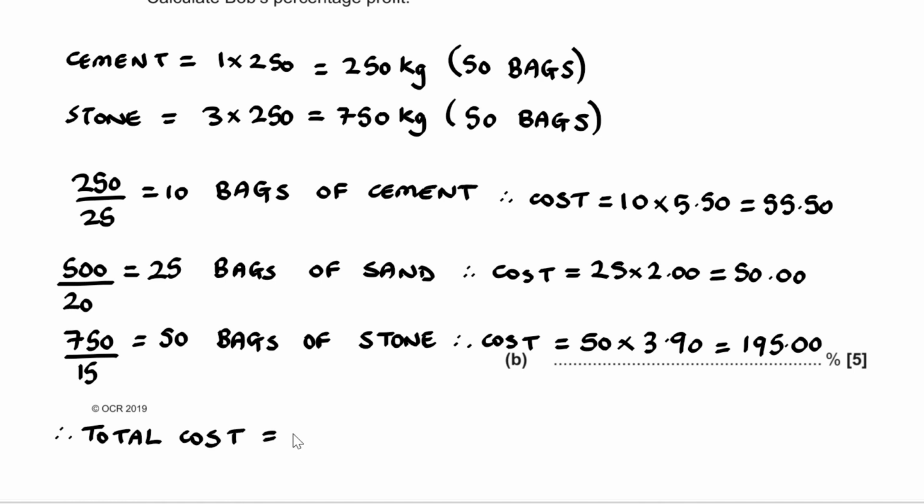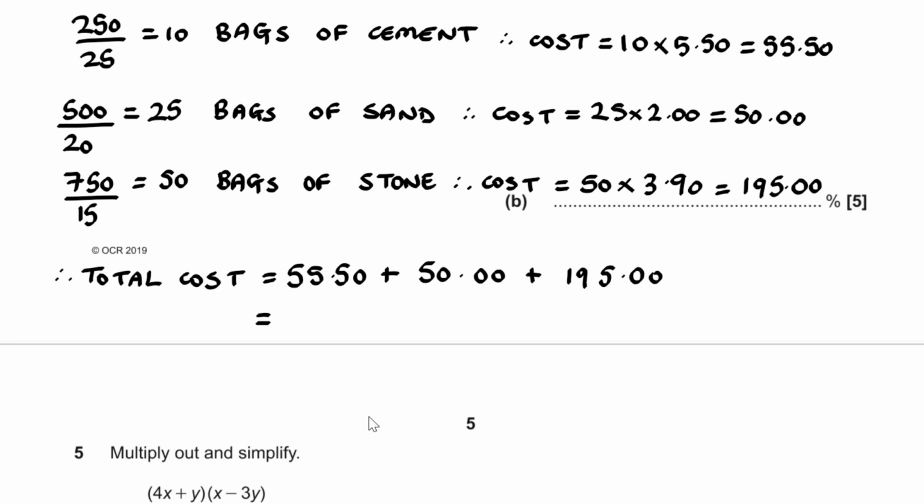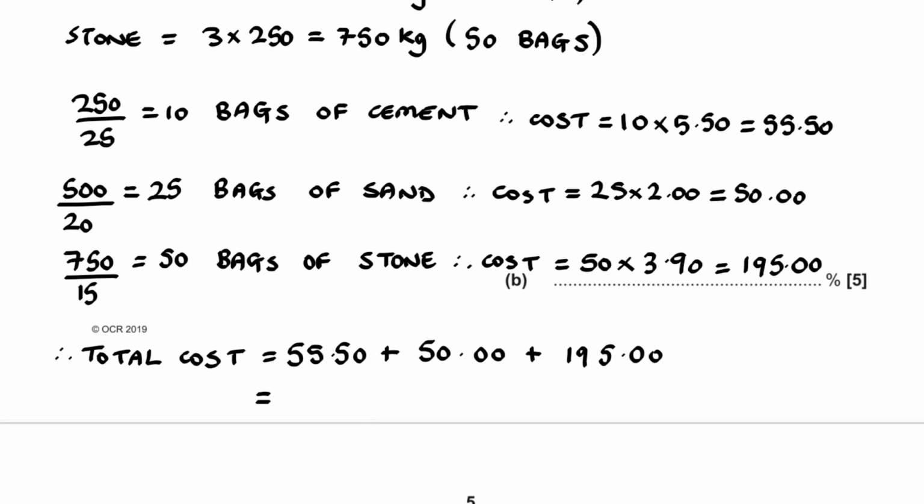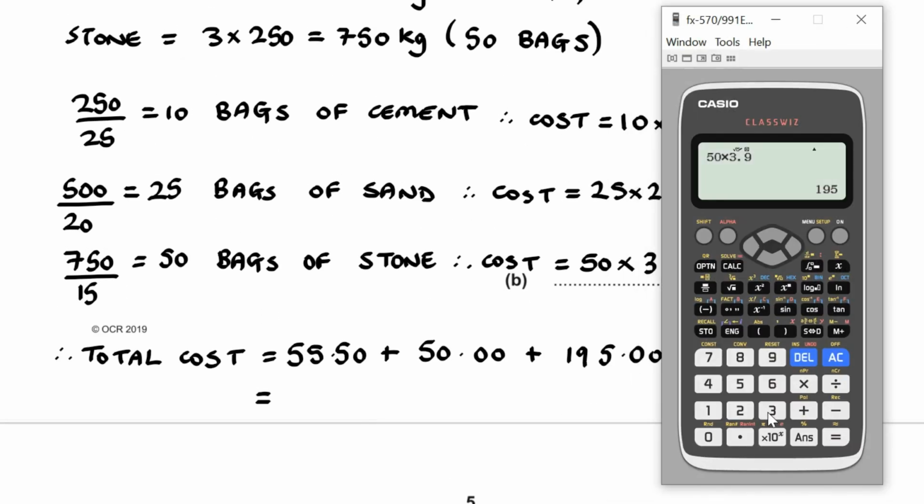this is equal to 55.50 plus 50 plus the 195. So therefore for the total cost, we've got 195 plus 95, which is 290. So therefore it costs us, rather here we've got 195 plus 95.